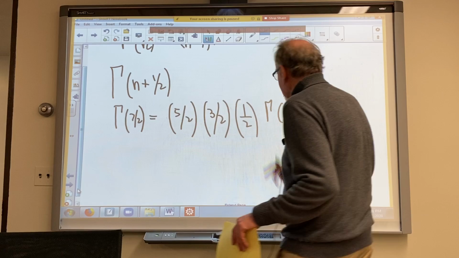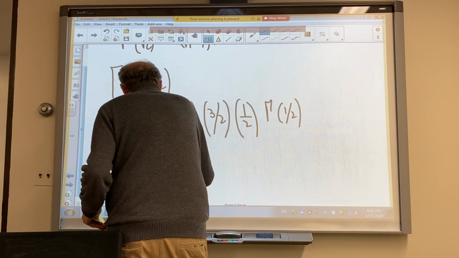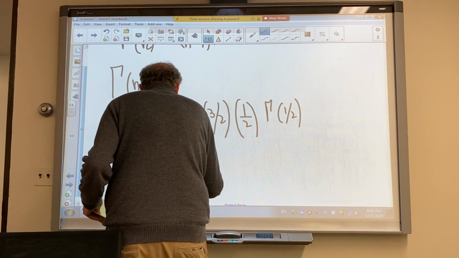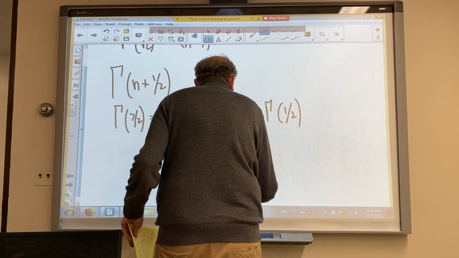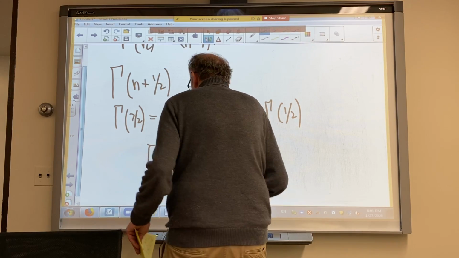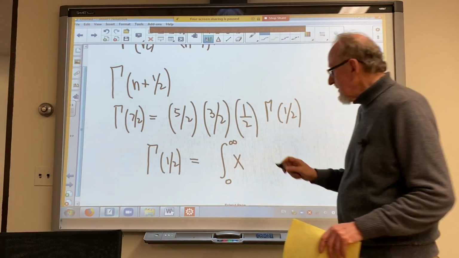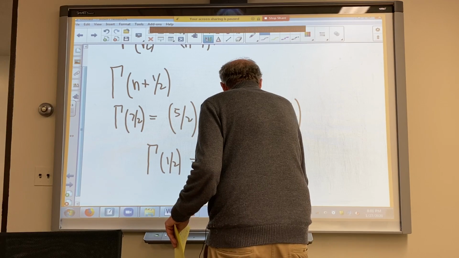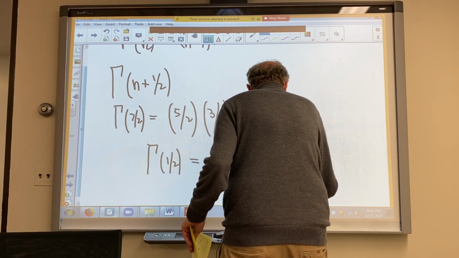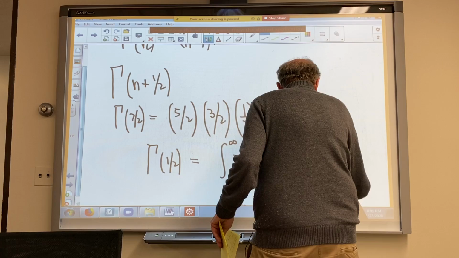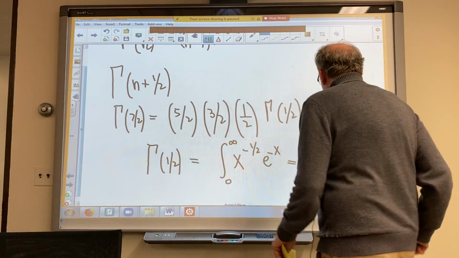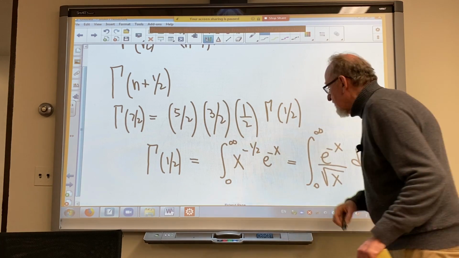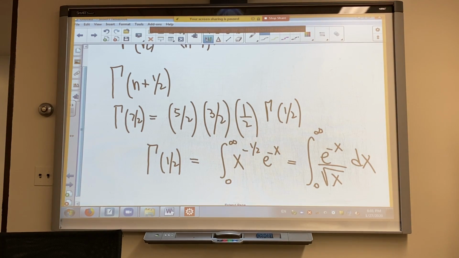That we will calculate by definition. What is gamma of 1/2? By definition, it is the integral between 0 and infinity of x to the 1/2 minus 1, so x to the minus 1/2, e to the minus x, or the integral of e to the minus x over square root of x dx. Okay, that's gamma of 1/2. So I need to calculate that one.